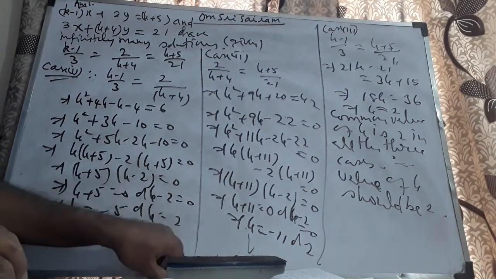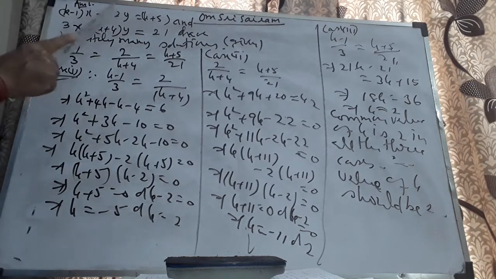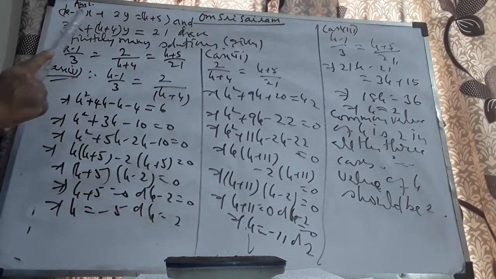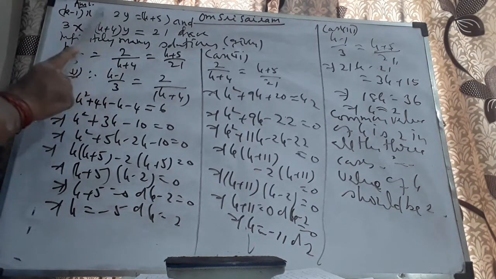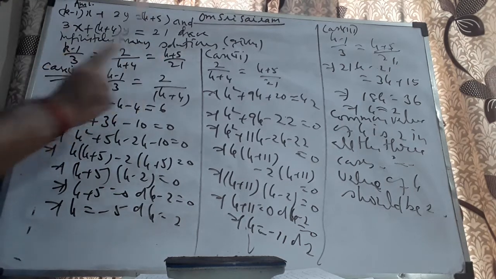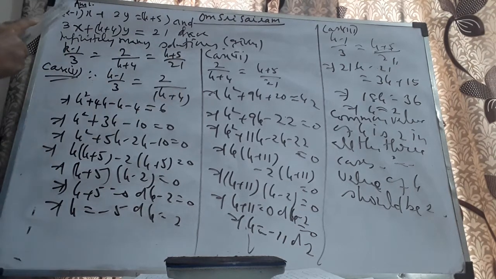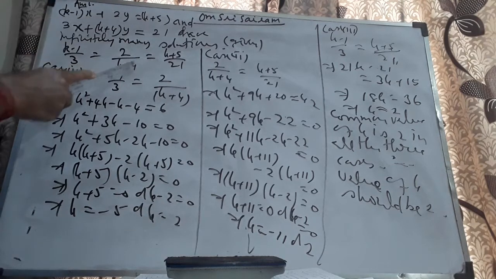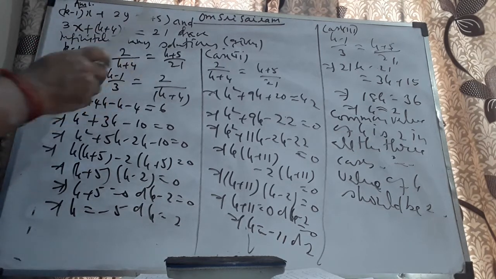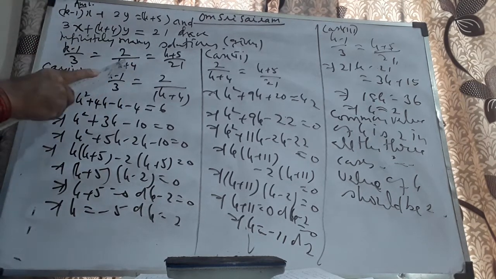Let me just explain once again. (k minus 1) x plus 2y is equal to k plus 5 and 3x plus (k plus 4) y is equal to 21. If you write it as equations, they have infinitely many solutions. Now for (k minus 1) by 3 is equal to 2 by (k plus 4) is equal to (k plus 5) by 21, k is 2 only with the first and second ratios.